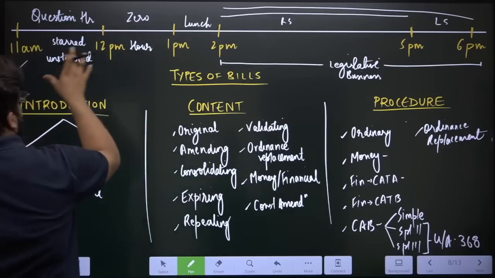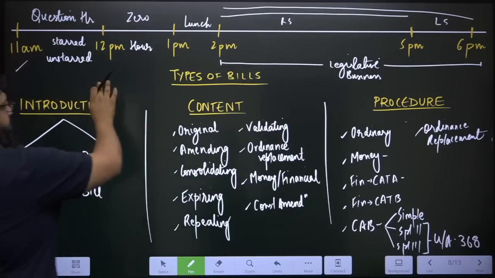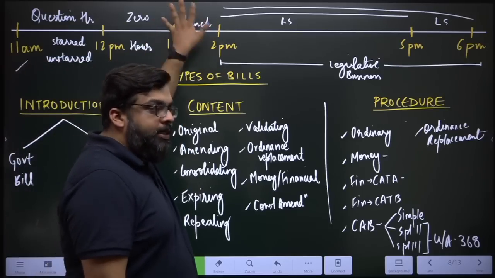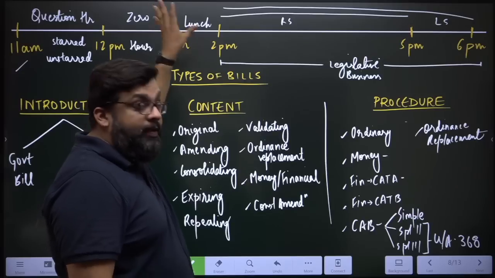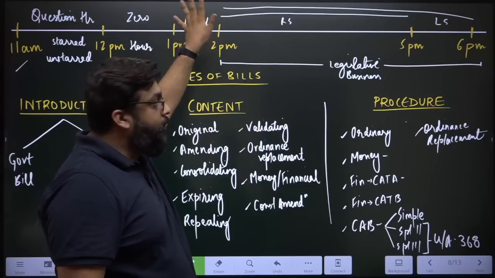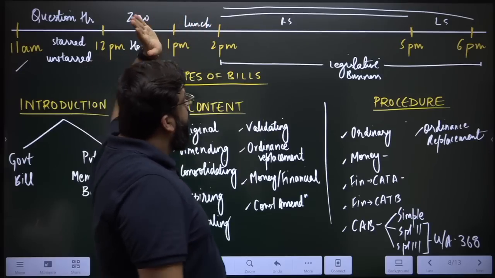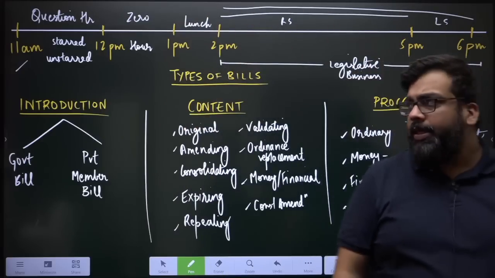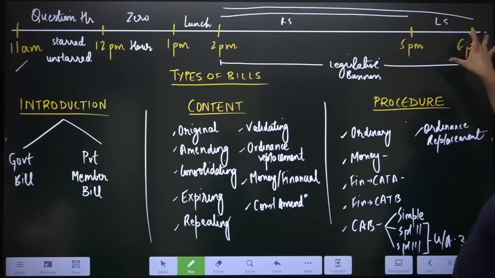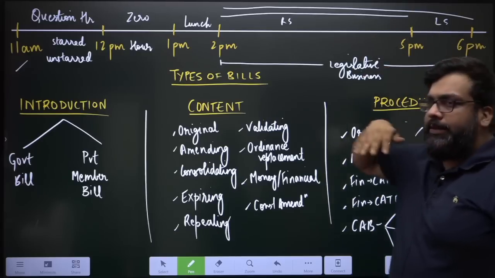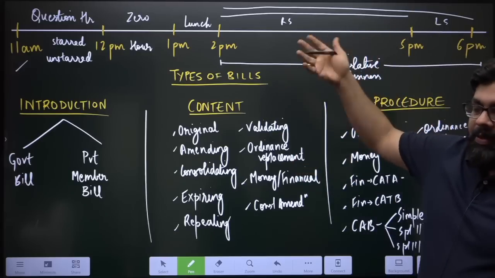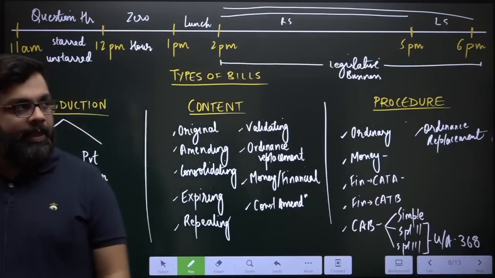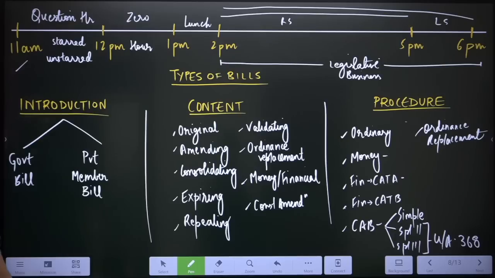From 11 o'clock to 12 o'clock, they've got one session. From 12 to 1, they've got another session. From 1 to 2, they break for lunch, which is a lovely subsidized lunch from your and my tax money. From 2 p.m. to about 6 p.m. is the general duration. The Lok Sabha sits till 6 usually. The Rajya Sabha sits till 5. Because House of Elders, they've got to take their medication faster. So maybe that's why.